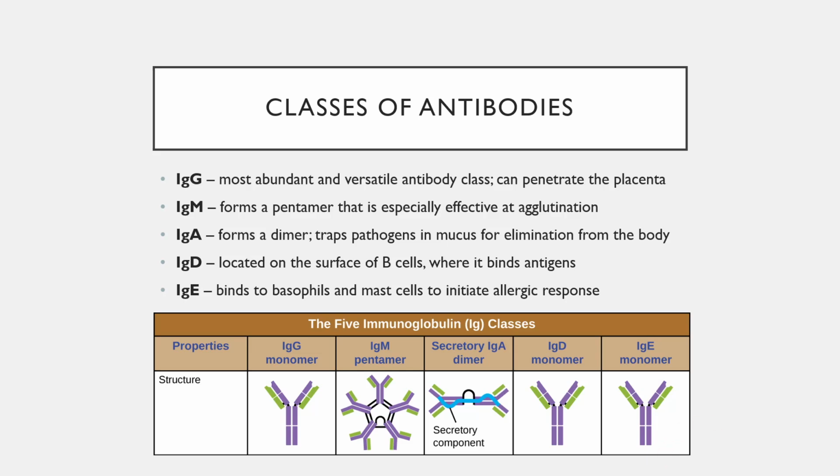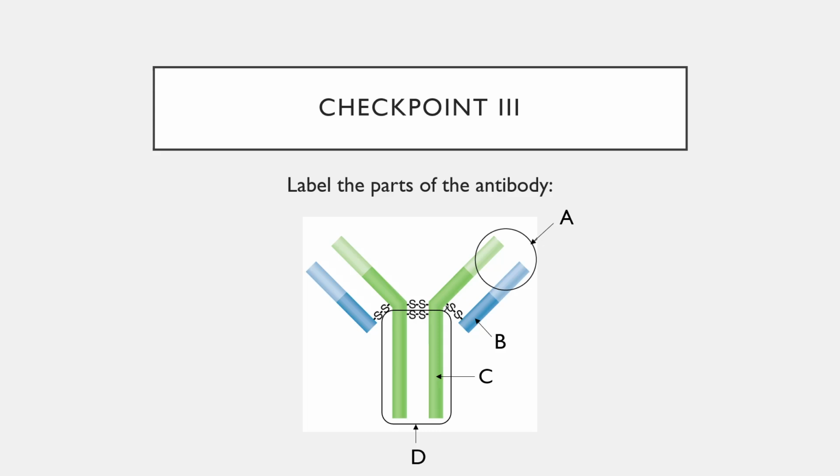So here we have a checkpoint where I'd like you to label the parts of the antibody shown. We have parts A, B, C, and D. What is the name of each one? And just to be clear, in B and C, we are pointing to this component. The blue component is B, and the green component is C.